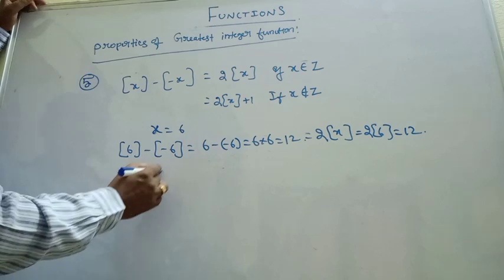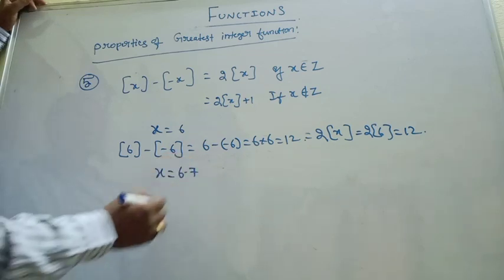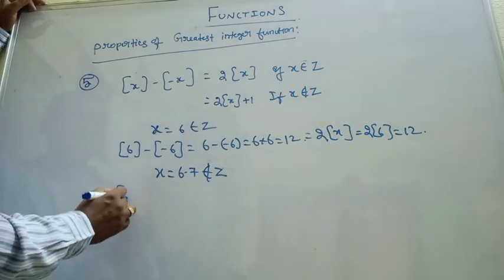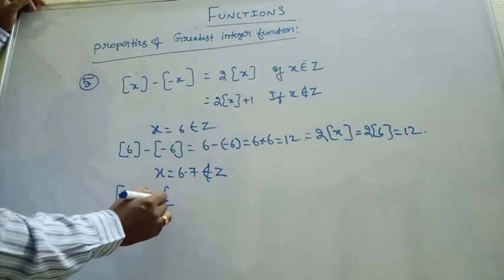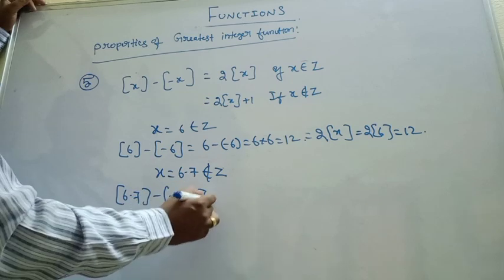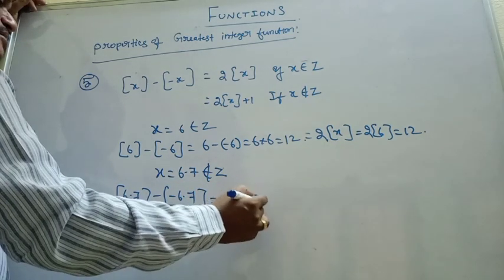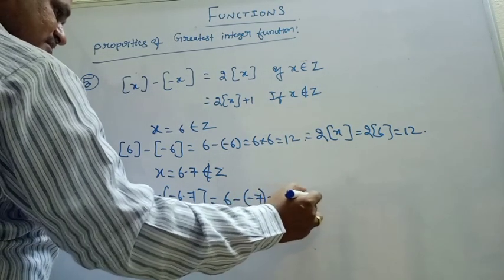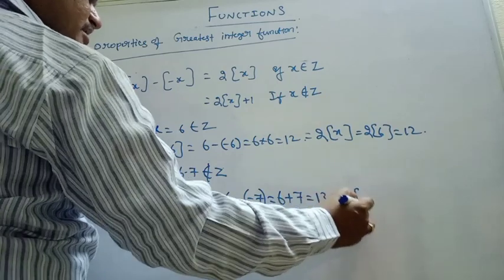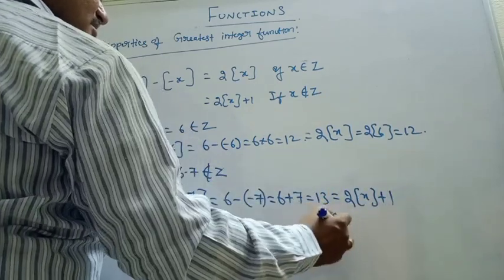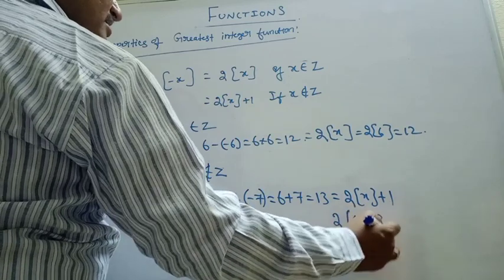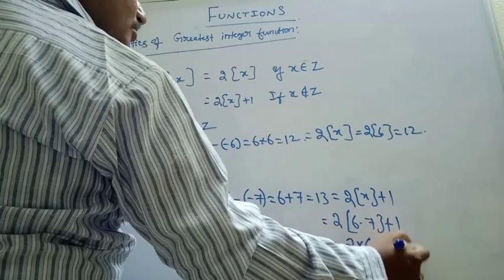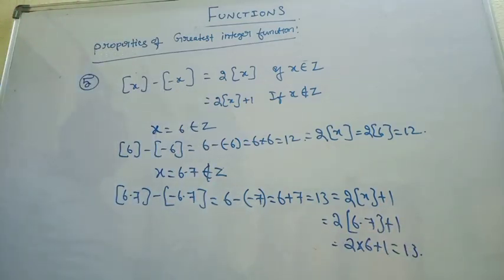If x is equal to 6.7, that means it does not belong to Z. Now floor of 6.7 minus floor of minus 6.7. This becomes 6 minus of minus 7. Now you have 6 plus 7, that equals 13. This is nothing but 2 times floor x plus 1. This is now 2 times floor of 6.7 plus 1, that is 2 into 6 plus 1, that equals 13. In this beautiful way we will be understanding this property.